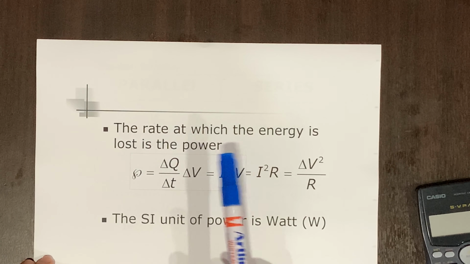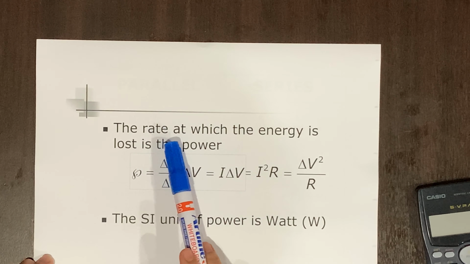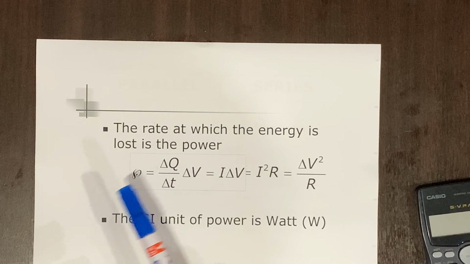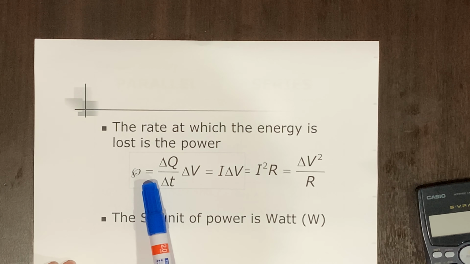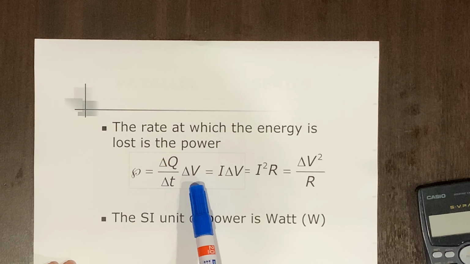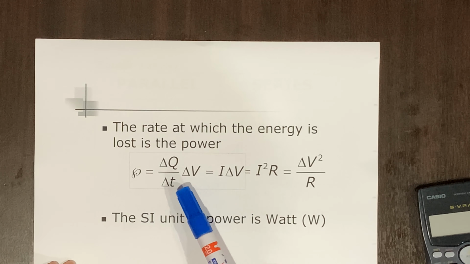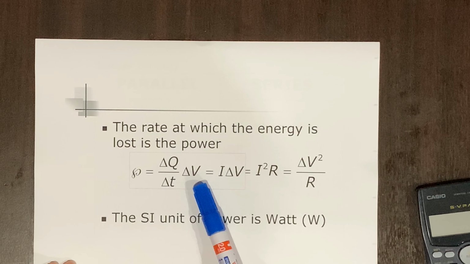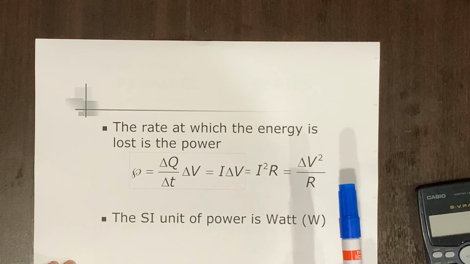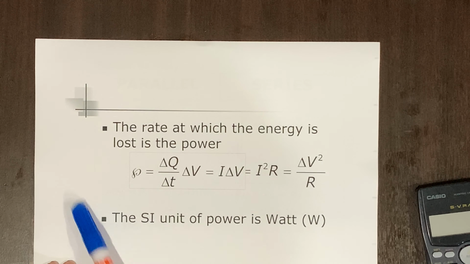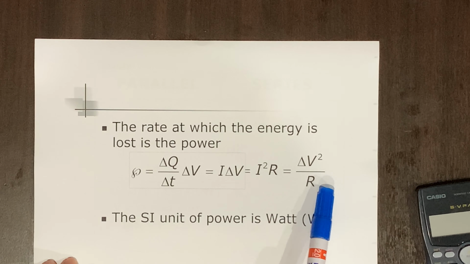Okay, the rate at which energy is lost is the power. Energy lost we call power. So power, P is equal to Q over t times V. Q over t is the current. So Q over t times V is equal to IV. You just derive the equation and you will get this one.